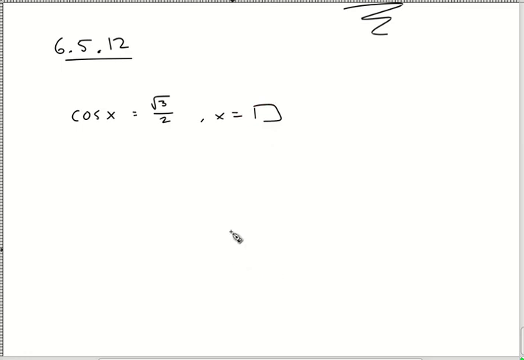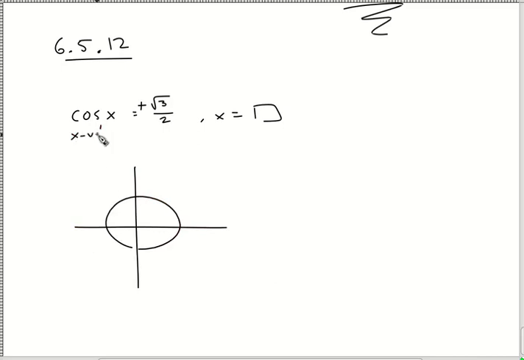Here we go. So it says cosine of x is equal to square root 3 over 2. That's going to be a positive, just keep that in mind. Where on the unit circle are you seeing the x value? Not because there's an x right there, but because it's cosine. Cosine is the x value on the unit circle where it's a positive square root 3 over 2. Right here at 30 degrees and right here at 330 degrees.